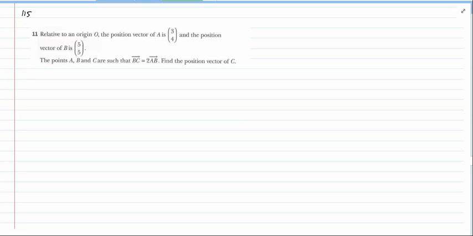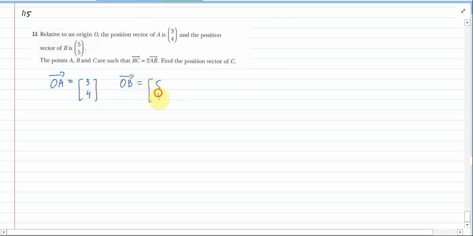Alright class, in this session we are going to continue the vectors, and it's question number 11 from your new book. The question says, with respect to an origin, the position vector of A is (3, 4). So we have OA equals (3, 4) in terms of column vector, and we have the position vector of B, which is equal to (5, 5).